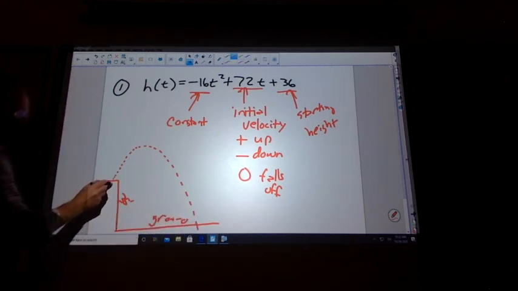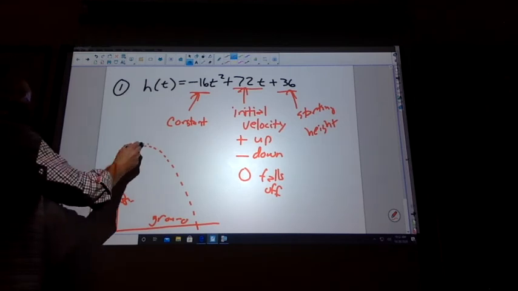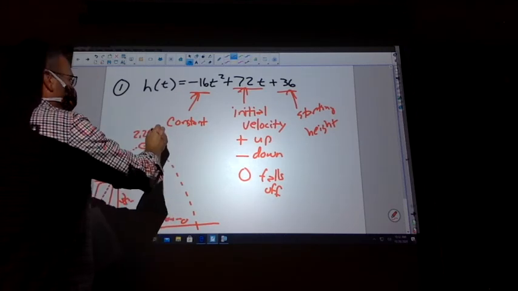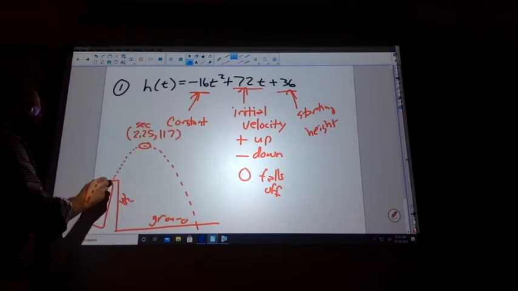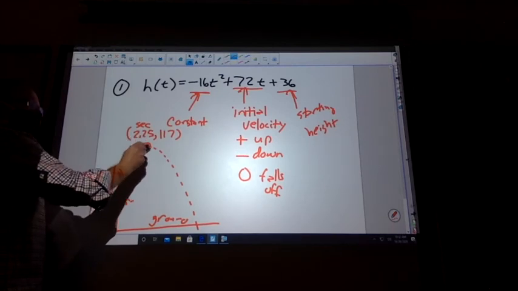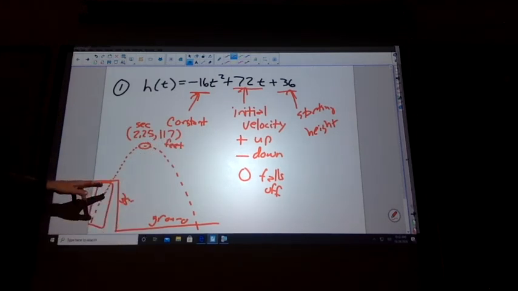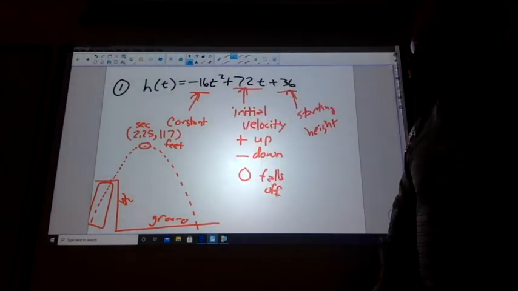Okay? Yes, this parabola exists over here as well, but this is not important information because we are on top of a platform. So the vertex is at 2.25, 117, which means at 2.25 seconds, so starting here at 0, it launches 2.25 seconds into flight. It's at 117 feet in the air, above the ground, not above our platform. Okay? And then find the time it takes to hit the ground.